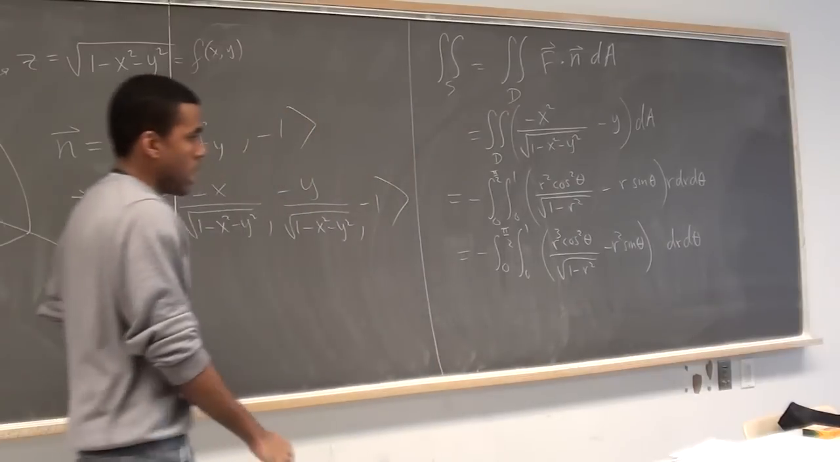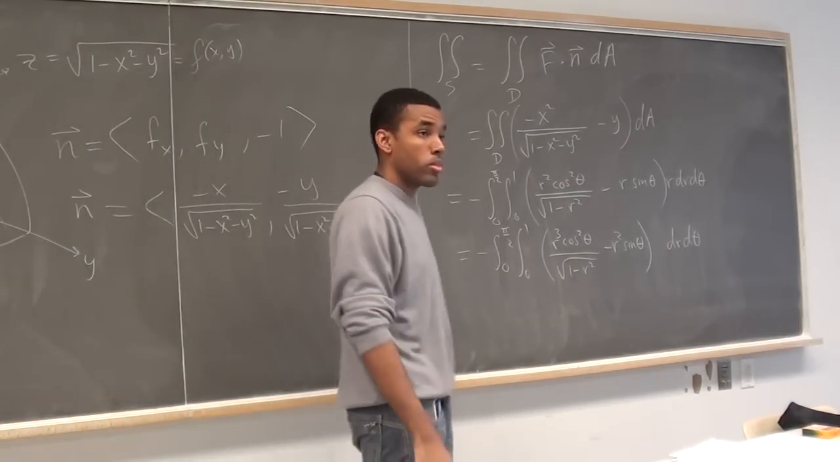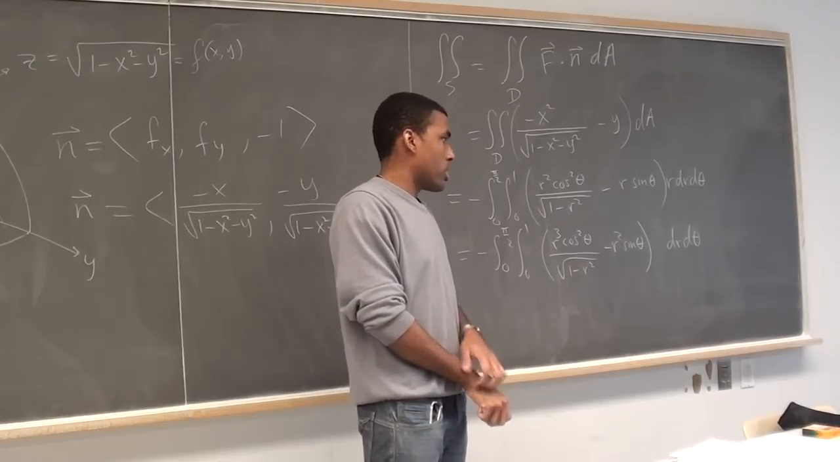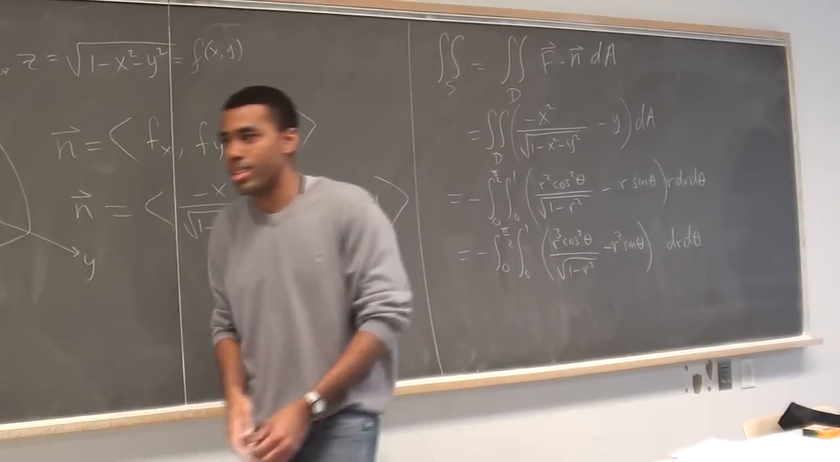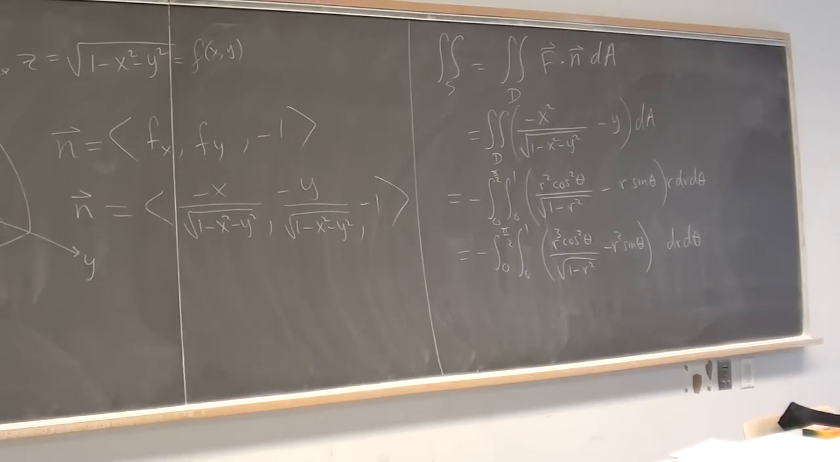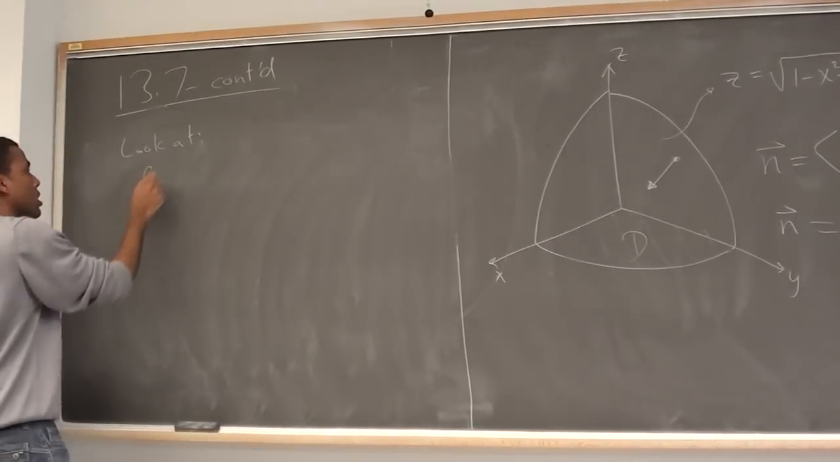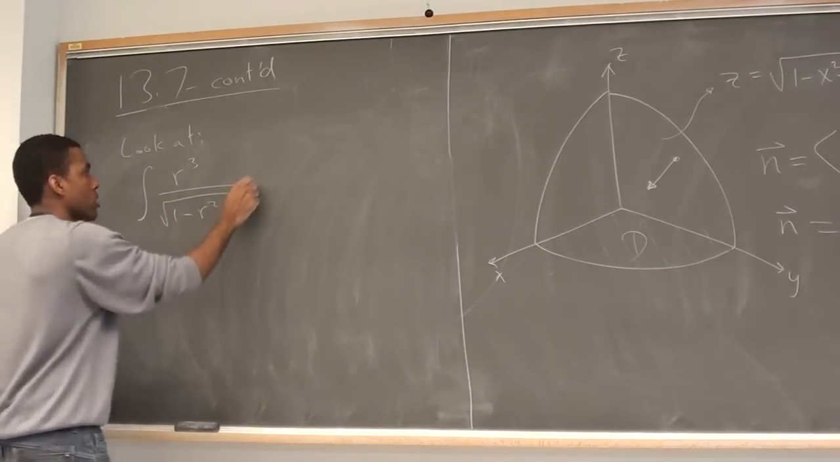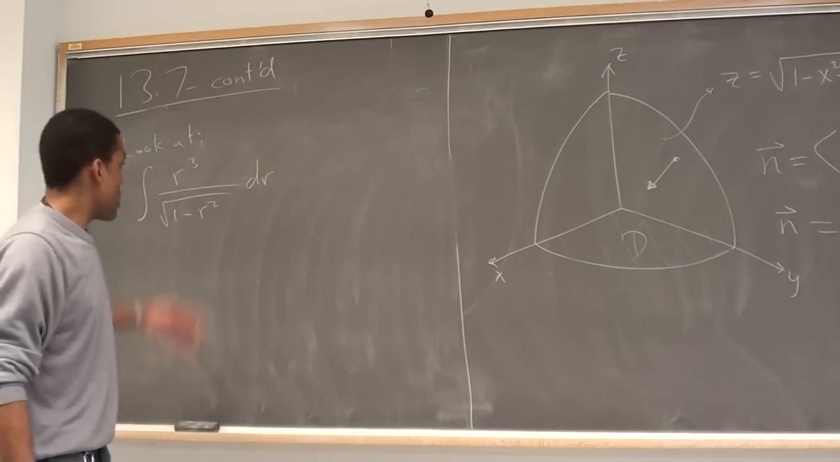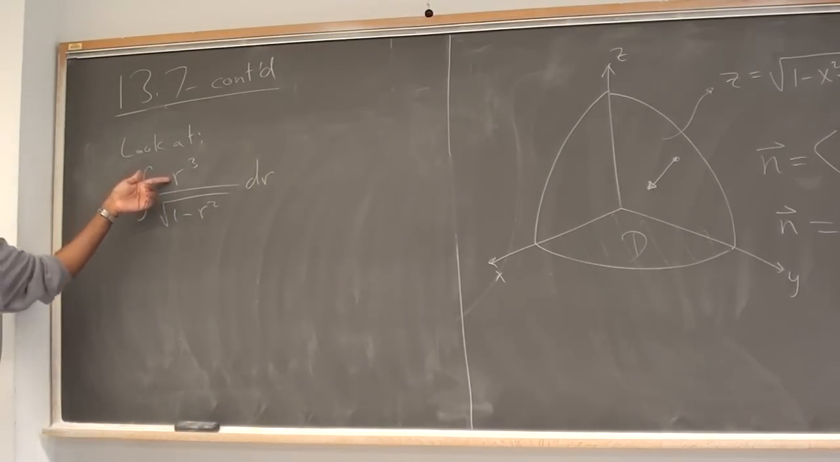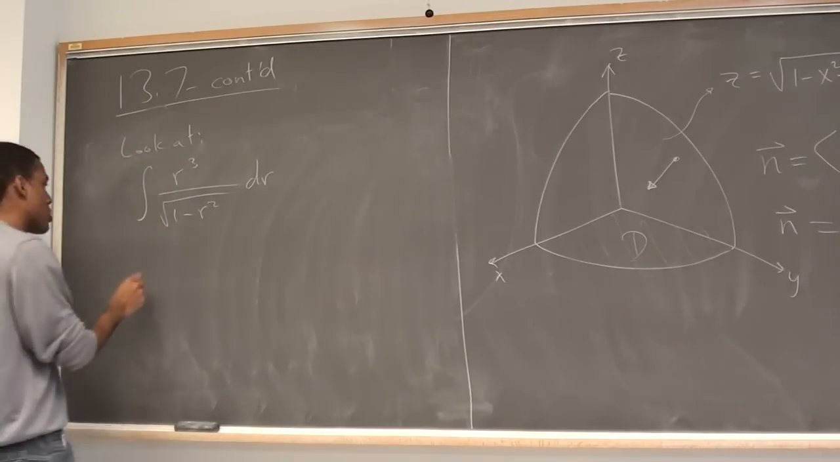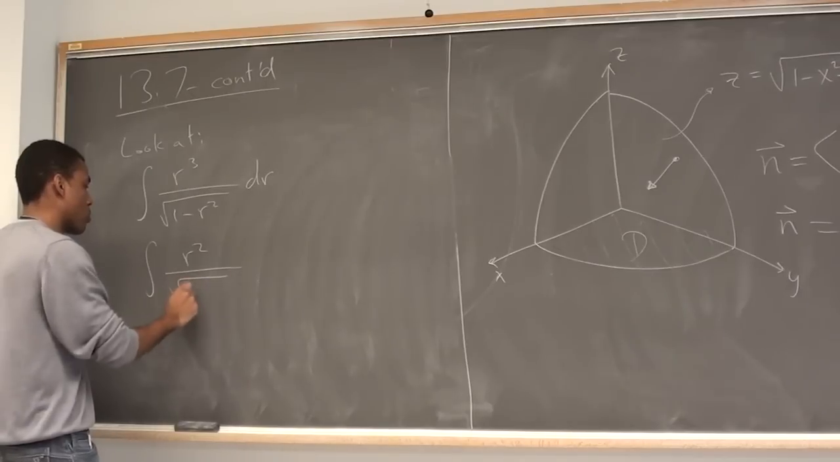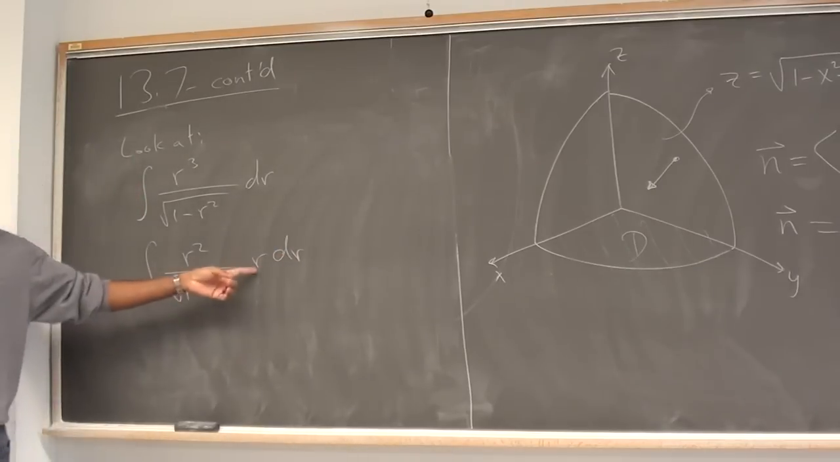R cubed. So, how do you integrate r cubed over 1 minus r squared? Can we do a trig identity? I wouldn't recommend it. Trig sub is overkill. You have an odd power in the top. Let's just focus on this guy first, and then we'll go back and plug it in. If it was an even power, then we'd bite the bullet and say r equals sine theta. But it's an odd power, which means you can write this as r squared over the radical of 1 minus r squared times r dr, which gives you your u substitution.